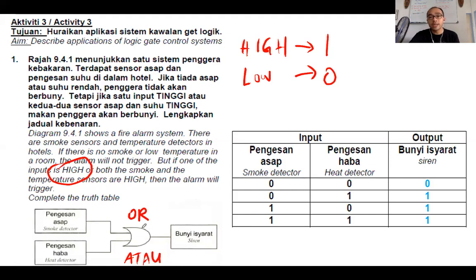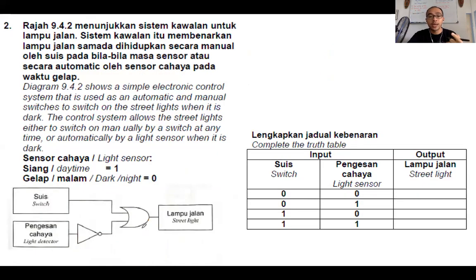So some applications, some control systems, only use one logic gate. Other control systems like this one use two logic gates. Let's see how. This is an electronic control system used as an automatic and manual switch to switch on the street lights when it is dark. The control system allows the street lights to be switched on manually by a switch at any time, or automatically by a light sensor when it is dark.